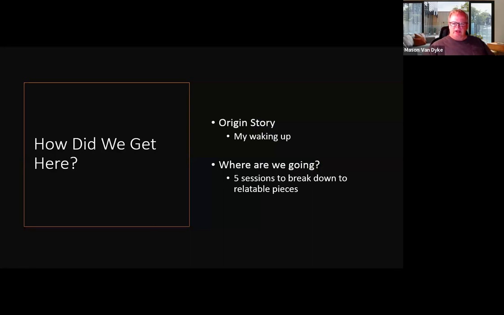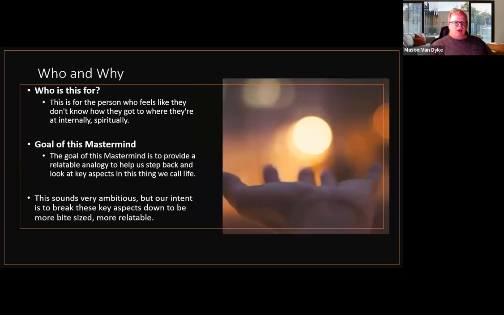I mean, I could point it to you on a resume, but the experience versus the resume are two different things. And that's how this started as a journal for me. And it's evolved into how did I get here? And what we're going to do is break this thing down to some relatable pieces, because I think it's something most of us can relate to, whether we want to or not. So this is for the person who doesn't know how they got here. You look back, you wonder, how did I get here?